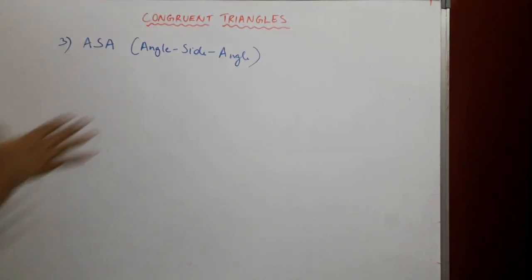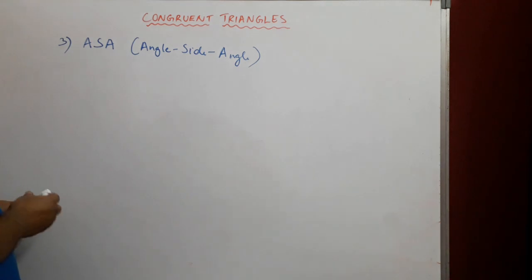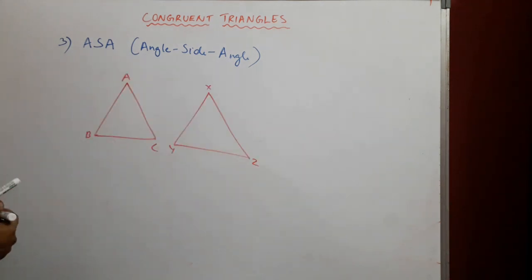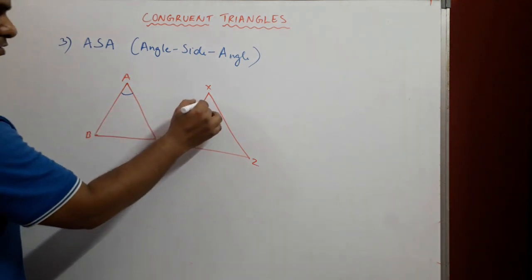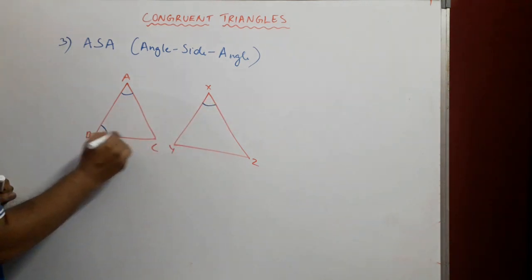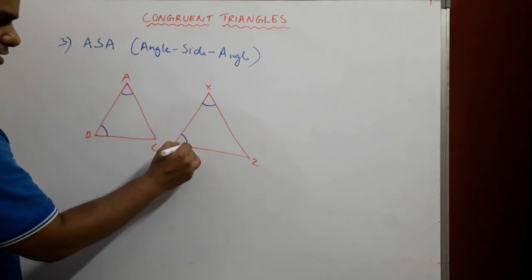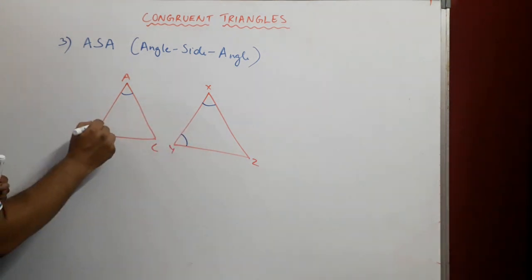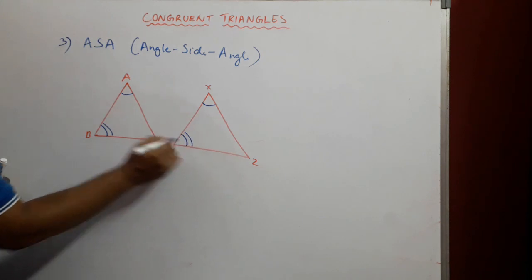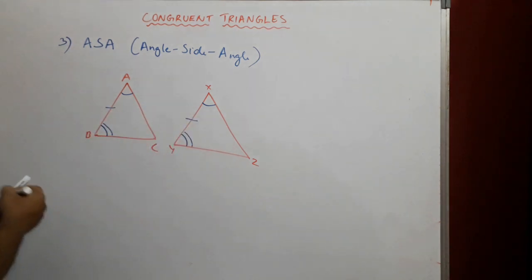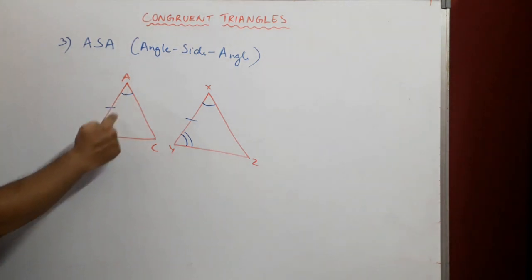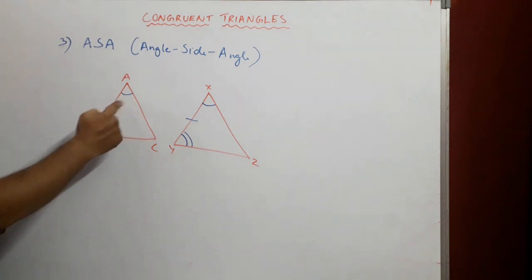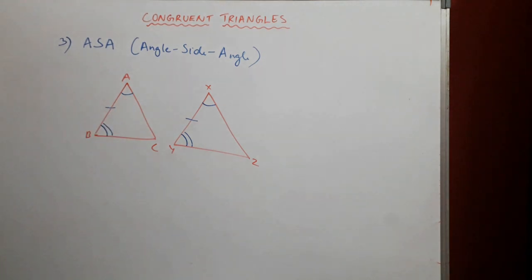Our next congruence rule is ASA, or angle side angle congruence rule. Now in angle side angle, we need to have two corresponding angles equal to each other. So I'll mark this differently, and an included side. That means the side has to be between two consecutive angles, or two neighboring angles. Got it?